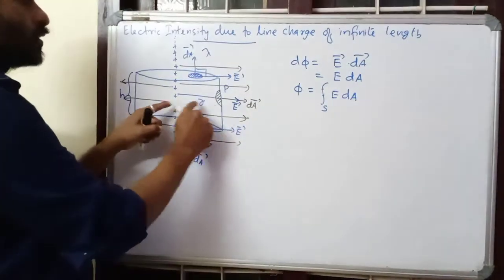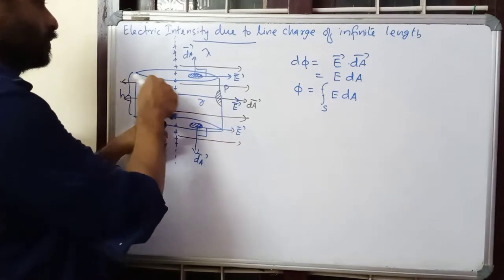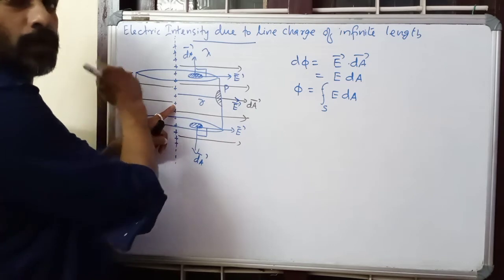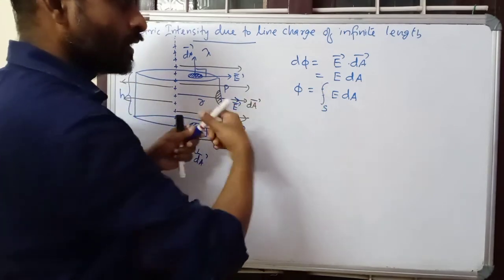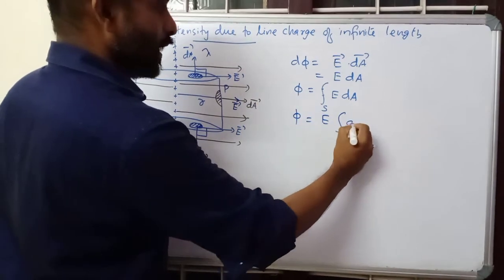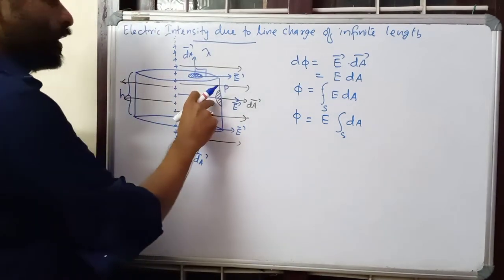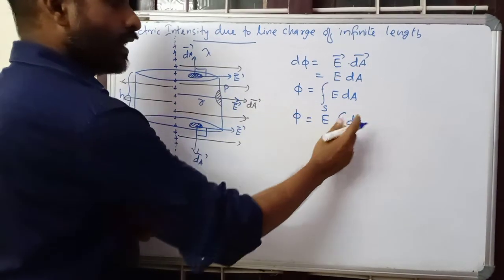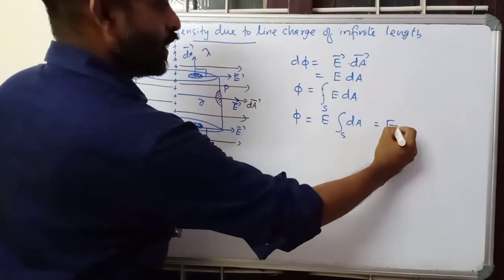At any point on the curved surface, the distance from the line charge is the same. So the electric field has the same value, it is constant. Now we can take it outside the integral. So flux is equal to E times the surface integral of dA. The integral of dA is equal to A. So we will write it as E into A.